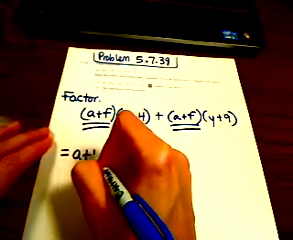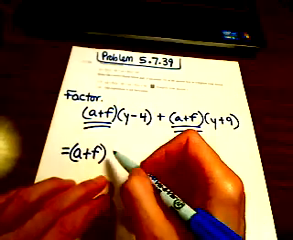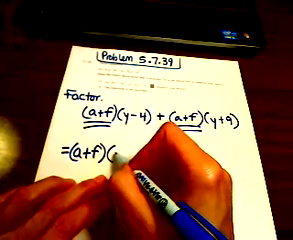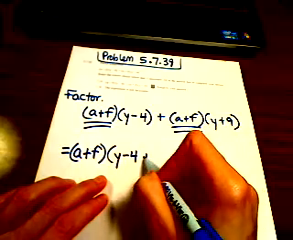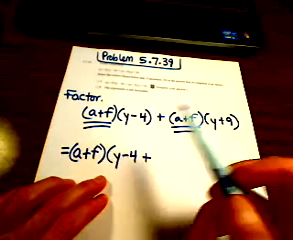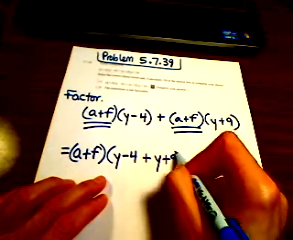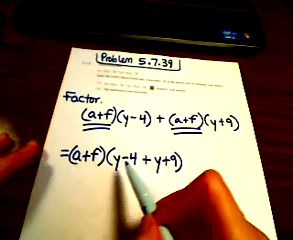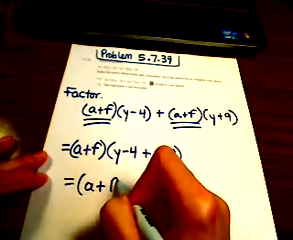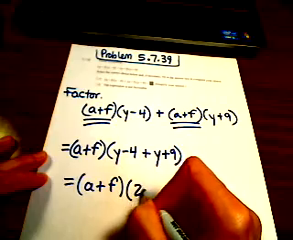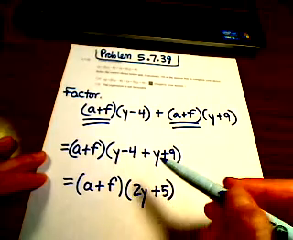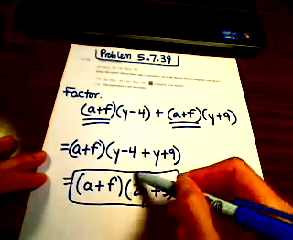So I'm going to factor out the a plus f, and I'm going to think about what I need right here so that when I multiply I get this back, and I would need the y minus 4. Then I need to add what I need here to get this term back, pulling out the a plus f, and that would be y plus 9. And then we would just collect like terms on the inside of this parenthesis. We have a plus f. The y and the y gives us 2y. Minus 4 plus 9 gives us a plus 5. So this right here would be your answer on this one.